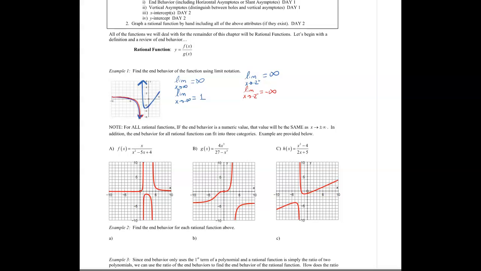End behavior is just what your graph is doing literally at the edges. Anywhere where it runs off an edge, no matter if it's on the right and the left or the top and bottom, those pieces are going to have a limit notation involved. I'm just explaining what you guys know about limit notation.